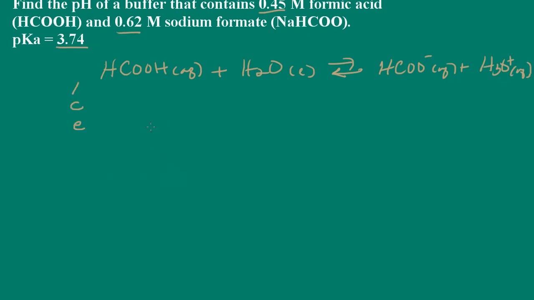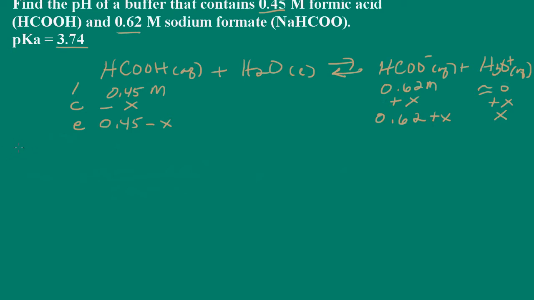So I'm going to set up an ICE table. Initially we have 0.45 molar formic acid, and we have 0.62 molar formate ion, and approximately 0 hydronium ion. We neglect the autoionization of water, and so this is going to decrease by some amount x, and at equilibrium we'll have 0.45 minus x. This is going to increase by some amount x, so at equilibrium we'll have 0.62 plus x, and then this will increase by some amount x, and we just have x.